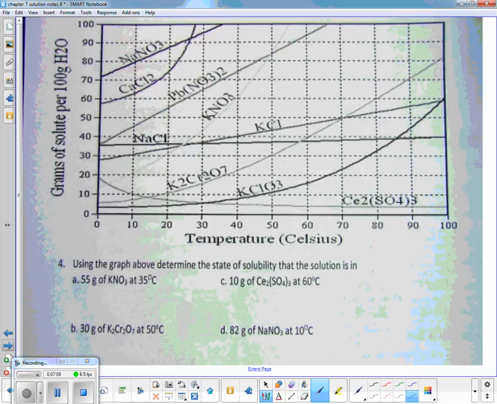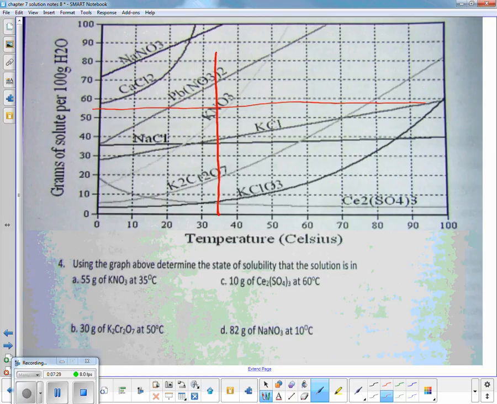Okay, so I was looking at this graph here. You need to be able to read graphs. And this is all about reading graphs. So I'm going to use green here, or maybe red, easier. If I start at 55 and go across at 55, whoops, I went up a little bit. And if I start at 35 and go up, where these two cross is above the line for KNO3, which is right there, right? So in order for this solution to exist, it's got to be a supersaturated solution. I've got to heat it up to a higher temperature and then cool it down. Otherwise, it's beyond saturated. I've got solid left in the bottom.